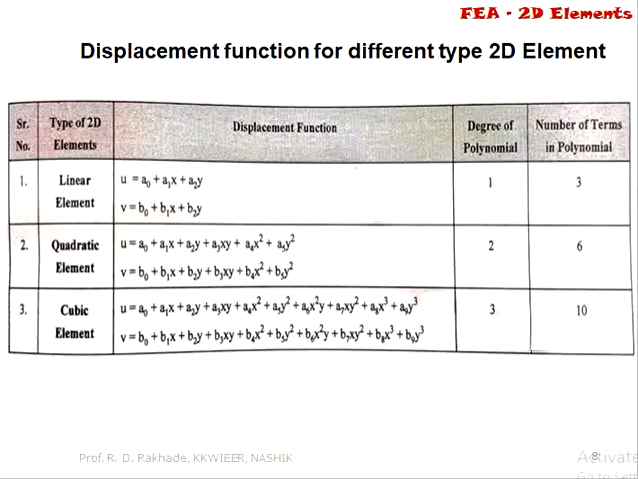From that Pascal triangle, displacement function for different types of 2D element can be formed. Such as the linear element having degree of polynomial equal to 1, means variable having power equal to 1, number of terms in polynomial is 3: a0, a1x, a2y. So u, that is displacement in x direction, and v, displacement in y direction. Similarly, we increase the power, and second, that is the quadratic element, degree of polynomial equal to 2, number of terms 6. For cubic, degree of polynomial, that is power of variable equal to 3, and number of terms is 10.